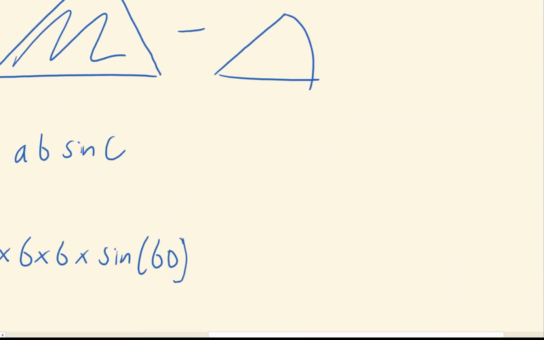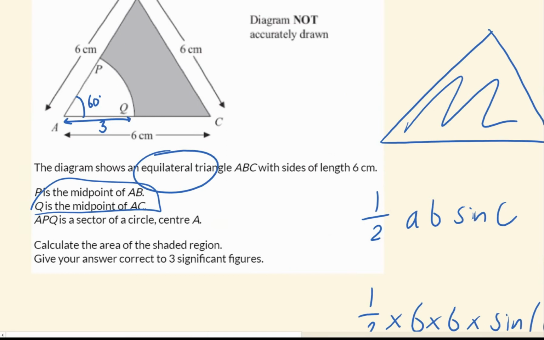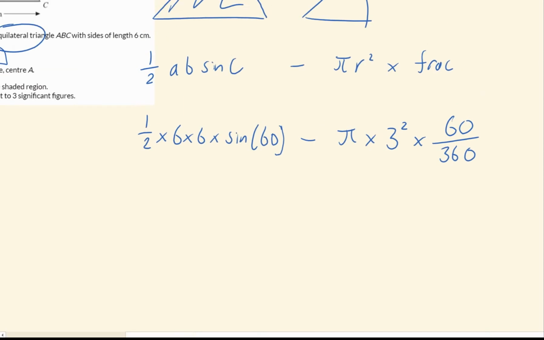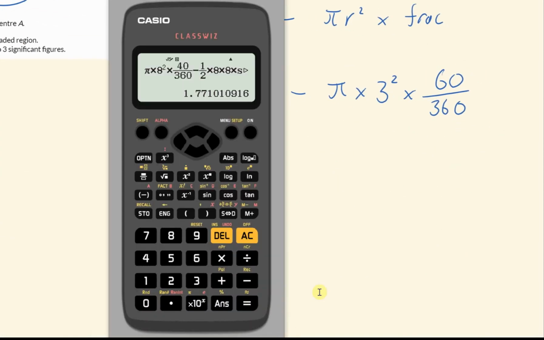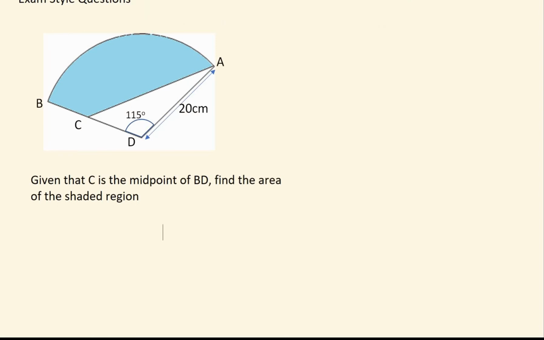So for a circle, we're going to do pi r squared times by what fraction we have. So here the radius is only 3, and again we have 60 degrees in the circle sector, so it's going to be 60 over 360. And we can just type that straight into a calculator to work out our answer. I won't go through that because it's just work that anybody can do, typing stuff straight into a calculator. I'm going to finish with one more exam style question.